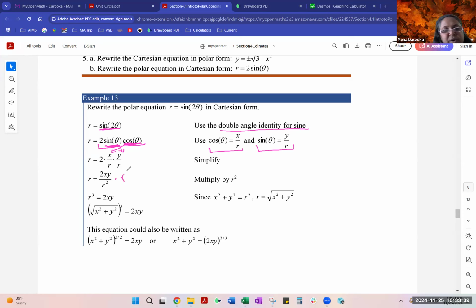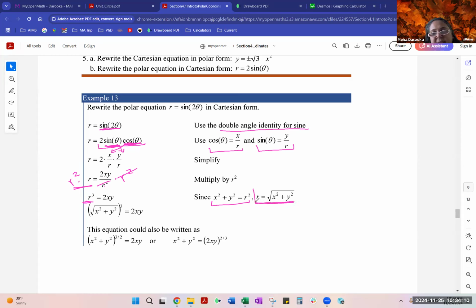And, of course, we would go ahead and multiply both sides by r squared so that it cancels here. R squared times r will give you r cubed. And then, of course, you're left with 2 times x and y on the right-hand side. Now, since this is a cubed function, of course, they're kind of bringing in this idea of, if you have x squared plus y squared equals r squared, and you solve it for r by itself.